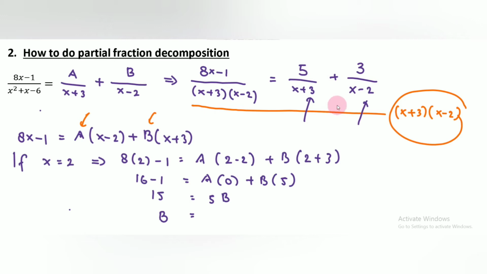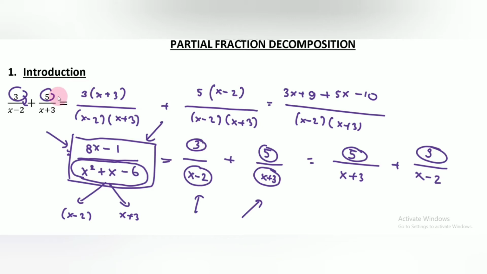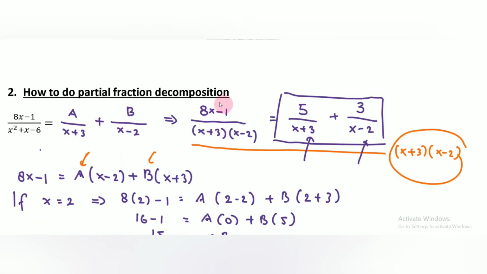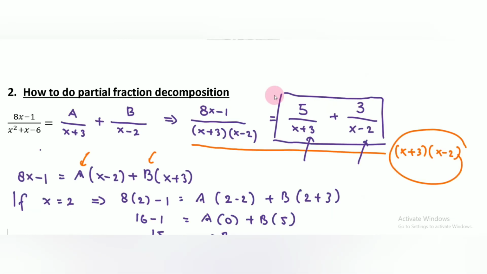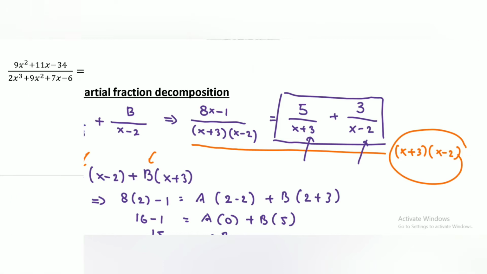So let's just compare. So this is the answer of our partial decomposition. Let me compare with the before. Yeah, so it is 5 over x plus 3 added by 3 over x minus 2. So it's exactly the same. I just changed the order, commutativity axioms, right? For addition, so it's fine. So yeah, that's how you do the partial fraction decompositions. But I will give you one more example. Now let's do this one.